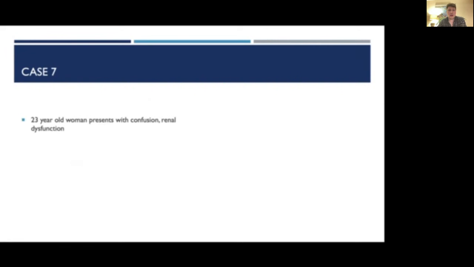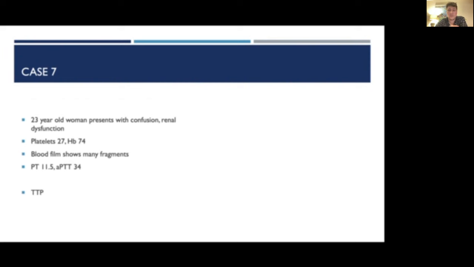Case 7. So it's a 23-year-old woman presenting with confusion, renal dysfunction. She's noted to be anemic with a very marked thrombocytopenia. And the blood film shows loads of fragments, but the clotting screen is plumb normal. So this is predominantly a platelet issue.